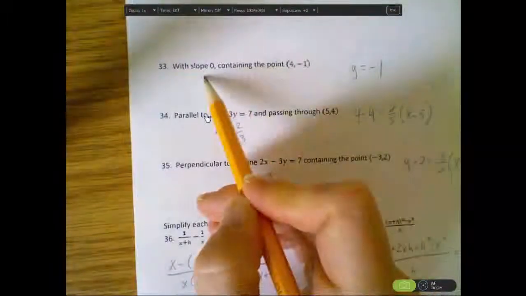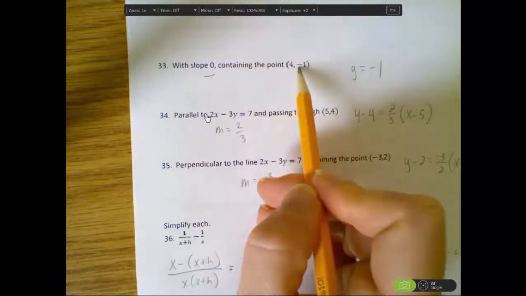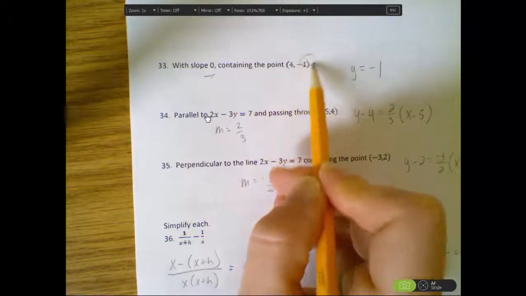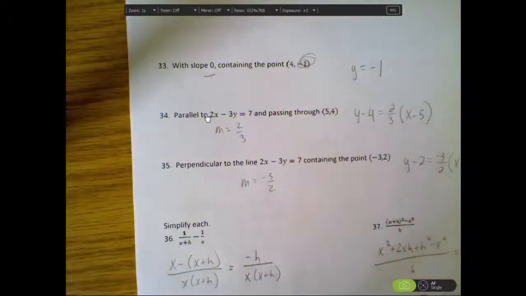Slope of 0 means a horizontal line. Horizontal line is y equals a number. How do you know what the number is? Whatever the y is. Y equals -1.